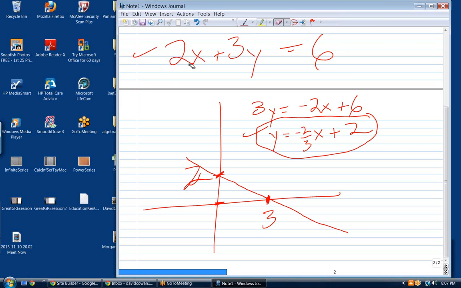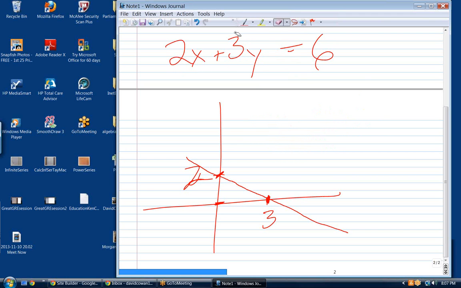Right. And I've got to think that that's what they're teaching you, that the proper way to plot that is by doing the x and y intercepts. All right, what else you got here? Let's see, the graph of ax plus by equals c, we just did that. Finding an equation of a line, fitting a line to data.